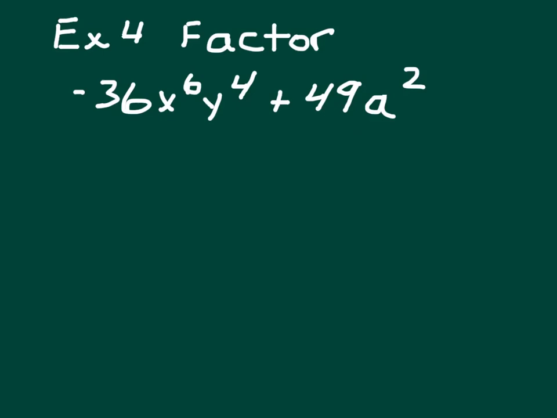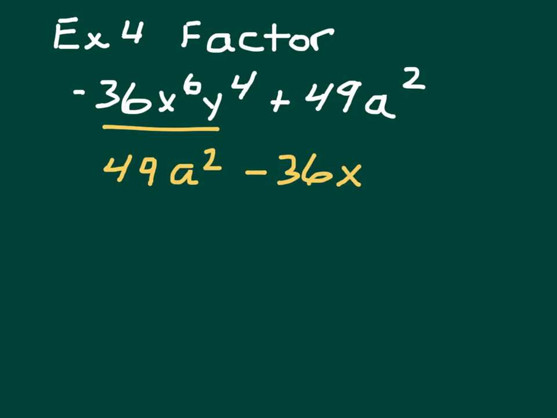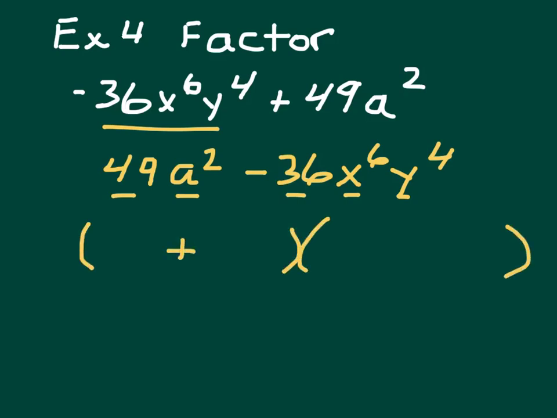All right, the last example is similar to the last one, except we have a little bit more involved with the first term here. Now I'm going to rewrite this so that I have the difference of two perfect squares. And everything that I have here is a perfect square. 49 is, a squared is, 36 is, x to the 6 is, because x cubed times x cubed. And finally, y to the 4th is a perfect square because y squared times y squared is y to the 4th. So this breaks into a plus and a minus.